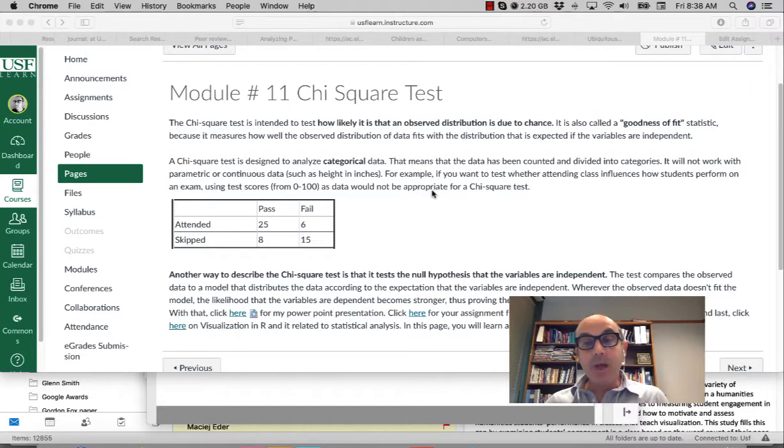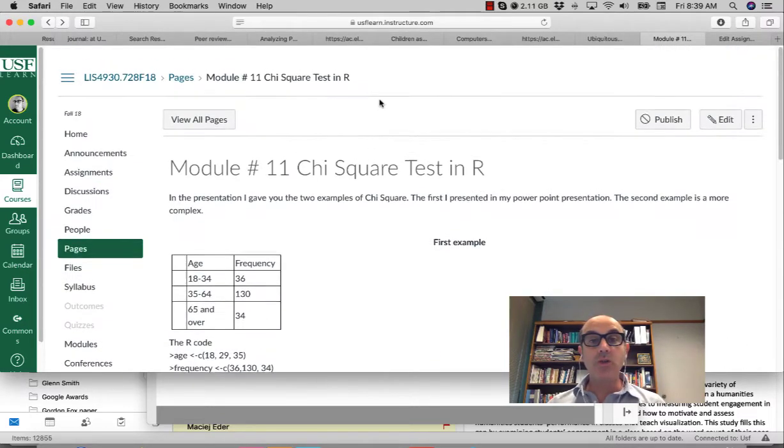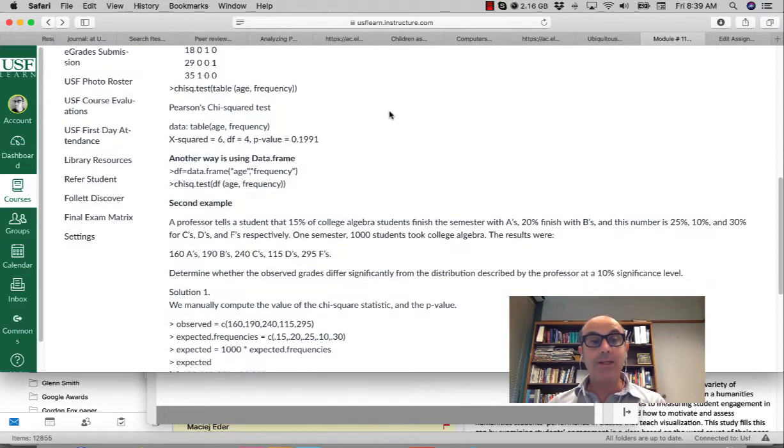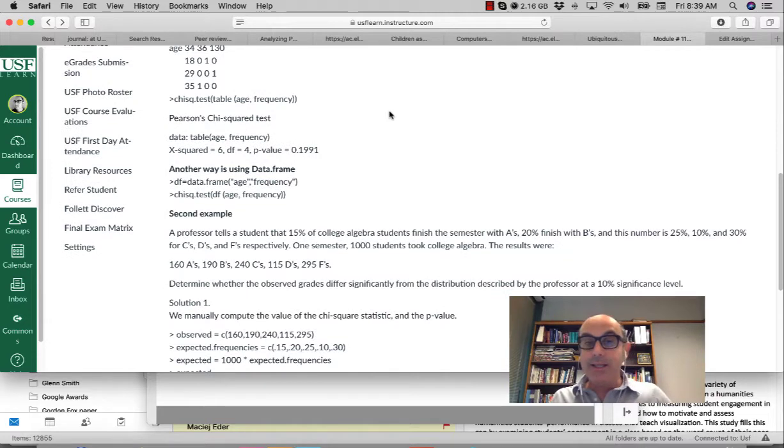So in my Canvas outline for this module, you will see, first of all, the chi-square test. You will have my notes that I will use in my presentation, but you will also see how to conduct the chi-square test in R and what its application is. In this case, we are going to talk about the data frame in R. A data frame is the ability to store one or more containers of data, and it is really easy to use a data frame when we are using a chi-square test.